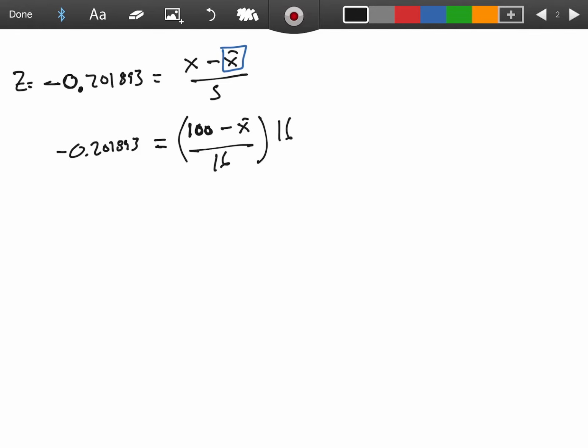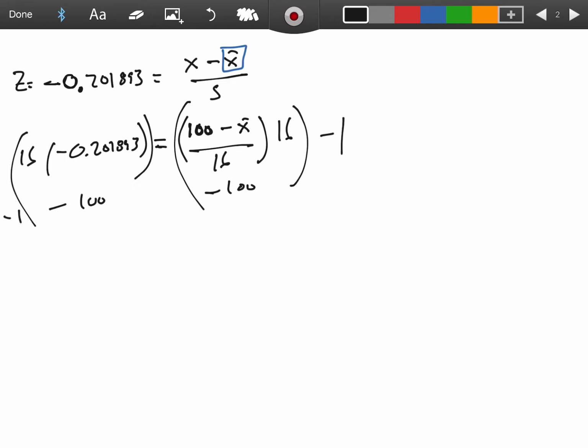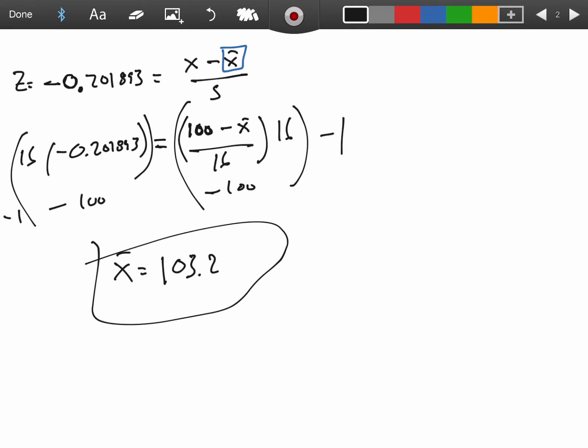You're going to multiply each side by 16. Then you're going to subtract 100 from each side. And then the last thing is you have to get rid of that negative, so you'll take each side and multiply it by -1. When you go through all of that, you end up finding that the average is 103.2. And this I've rounded because that's my final answer.